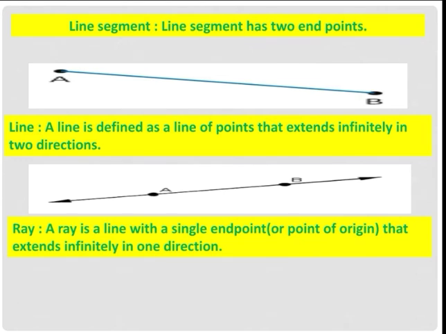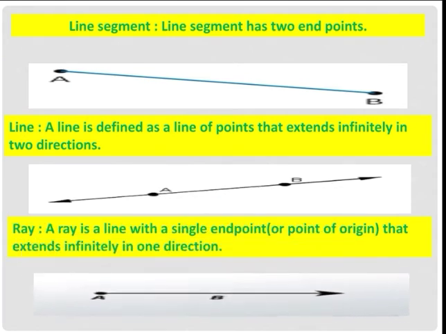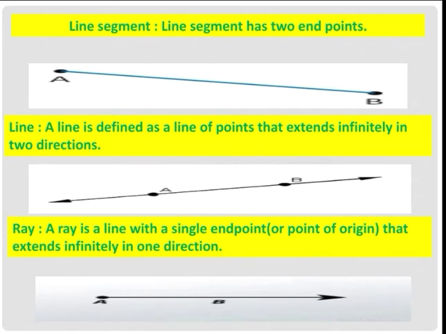Ray. A ray is a line with a single endpoint or point of origin that extends infinitely in one direction. And in the ray, it can be extended only in one direction.